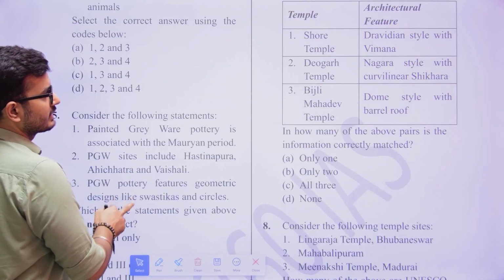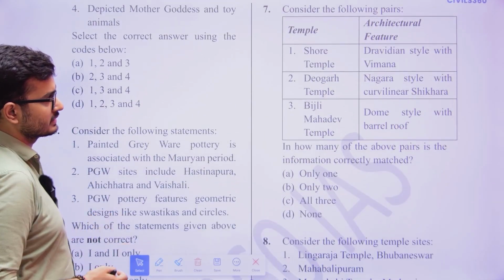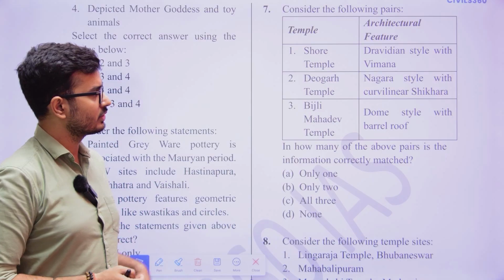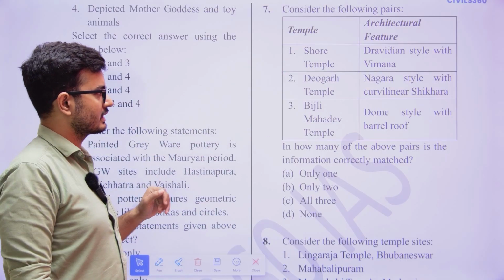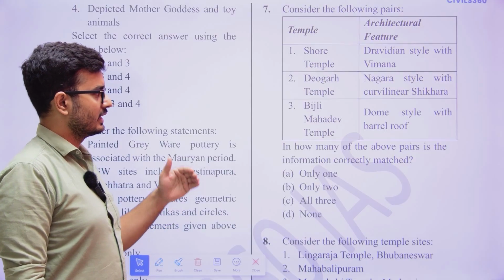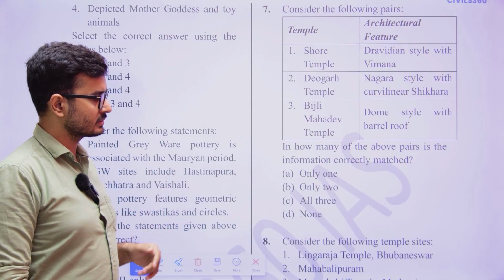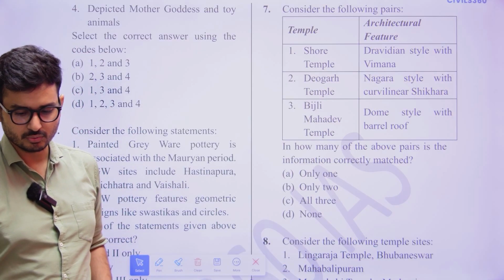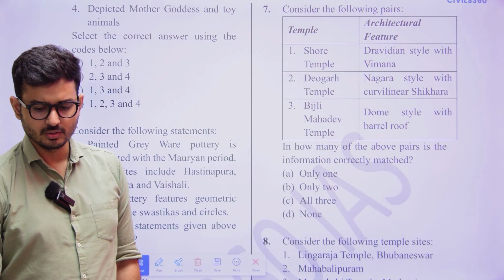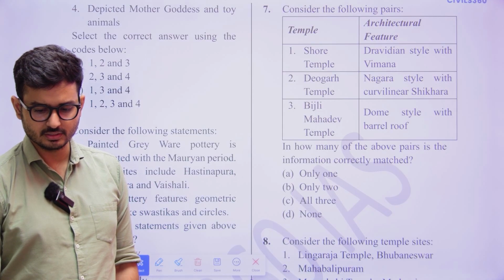Then next one: consider the following pairs of temples and architectural features. Shore temple, Dravida style with the Vimana. Then Devgarh temple, Nagara style with the curvilinear Shikara. And Bijli Mahadev temple, dome style with the barrel roof. So what do you think is going to be the answer here?